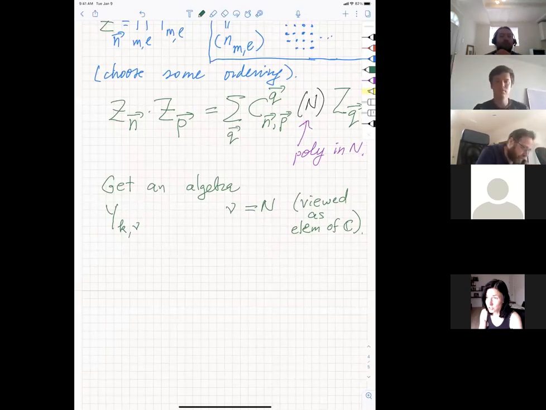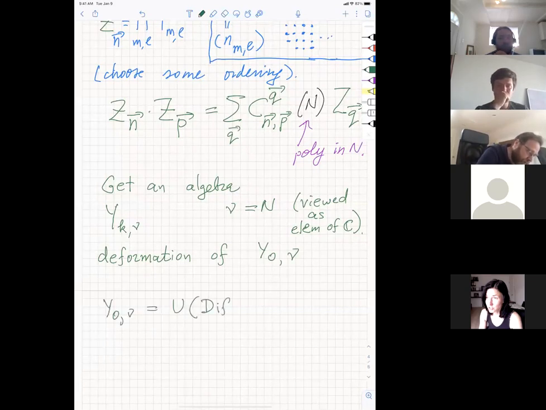of the following. So if k equals 0, which means we don't have interaction of particles, so we basically have a free theory, then we get this Y_0,nu, and this Y_0,nu is simply the enveloping algebra of the Lie algebra of differential operators on the line.